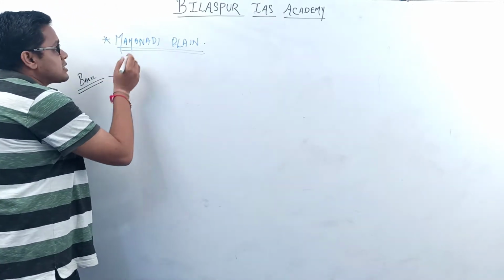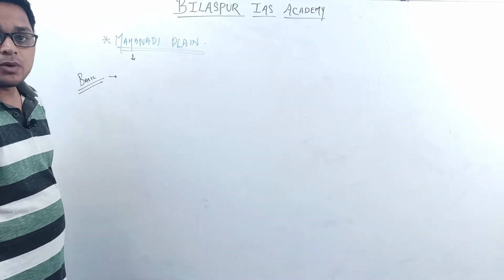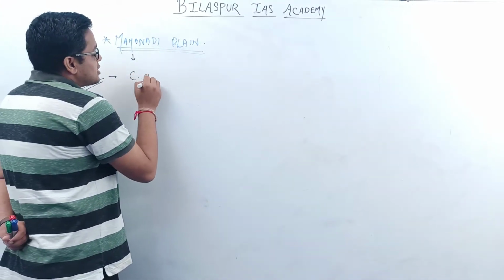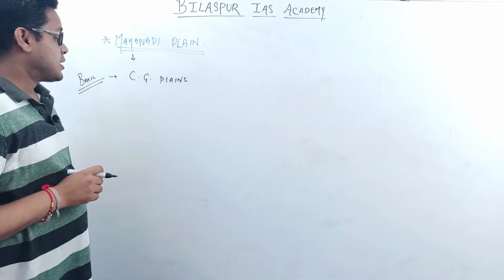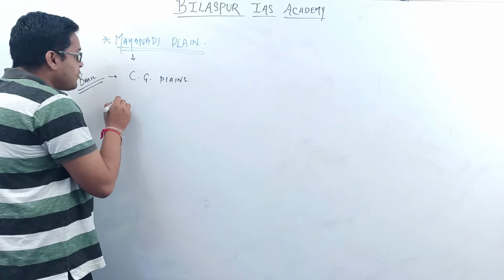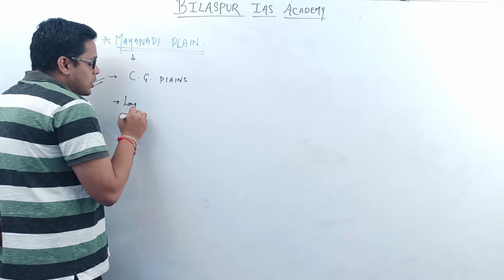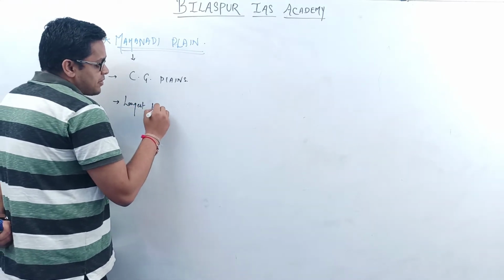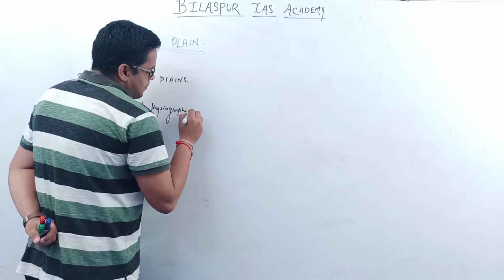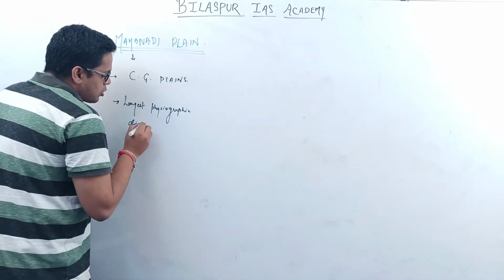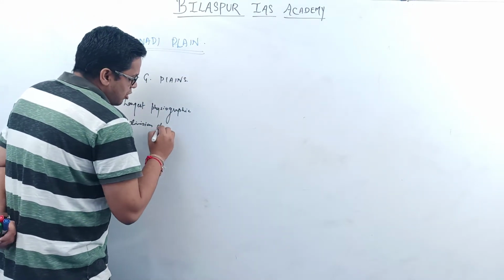Talking about the basic things regarding this particular Mahanadi Plain, it is also called the Chhattisgarh Plain. Also, this particular basin, the Chhattisgarh Plain or the Mahanadi Plain, is the largest physiographic division of Chhattisgarh. First of all, just note down these facts, then we'll move towards the other section. Largest physiographic division of Chhattisgarh.